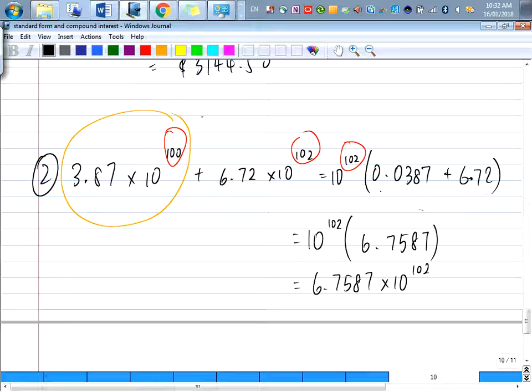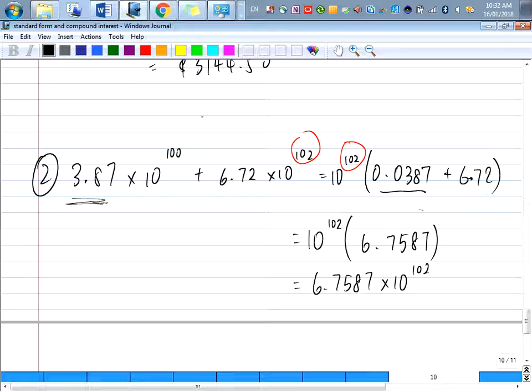How do I get 0.0387? Because I am trying to factorize out 10 to the power 102, right? And over here, I already have 10 to the power 100. I need to squeeze out another 10 to the power of 2. And how do I do that? I divide this number by 100. Then I will get 0.0387, so that I can factorize out power 102. Okay? Are there any questions?